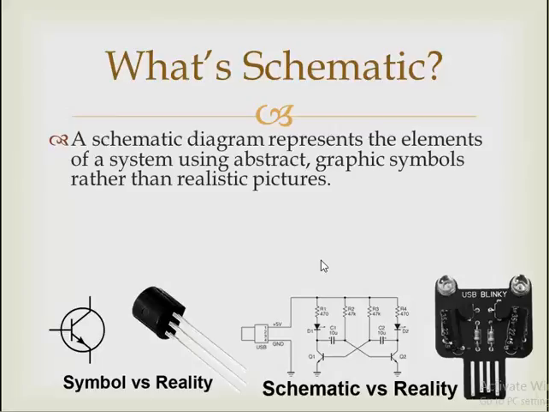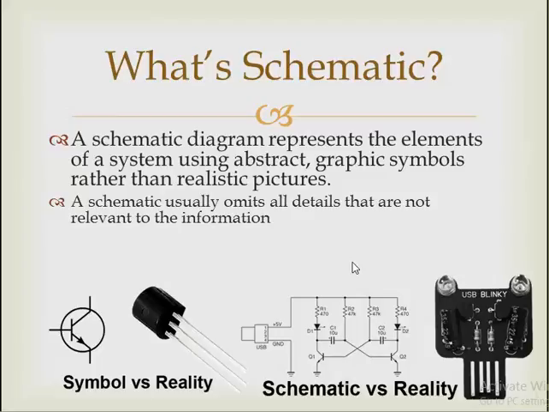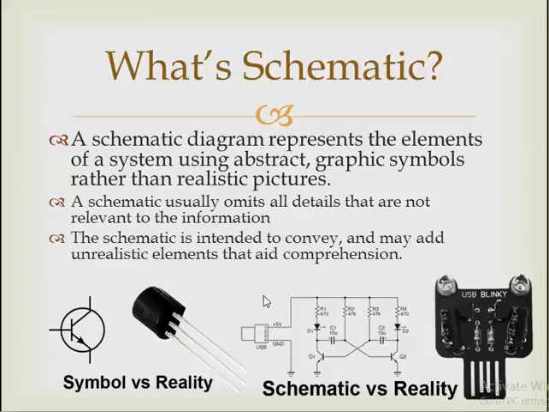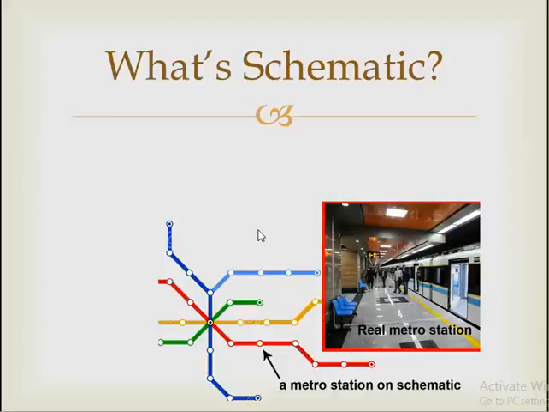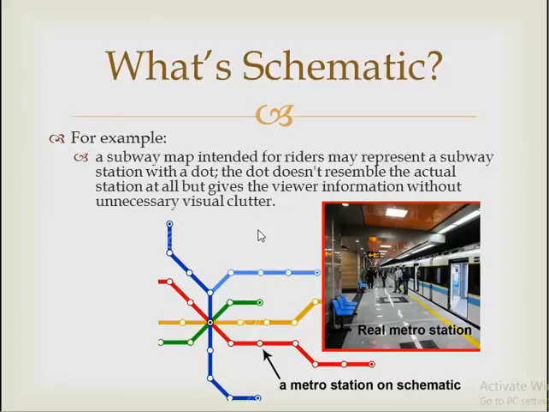What is a schematic? A schematic diagram represents elements of a system using abstract graphic symbols rather than realistic pictures. Symbol versus reality. A schematic usually omits all details that are not relevant to the information it is intended to convey and may add unrealistic elements that aid comprehension. For example, a subway map intended for riders may represent a subway station with a dot. The dot doesn't resemble the actual station at all but gives the viewer information without unnecessary visual clutter.